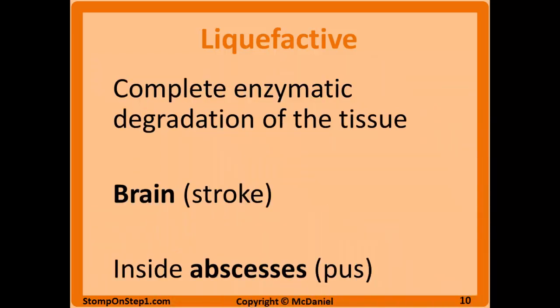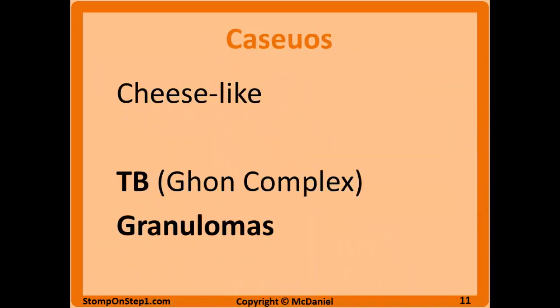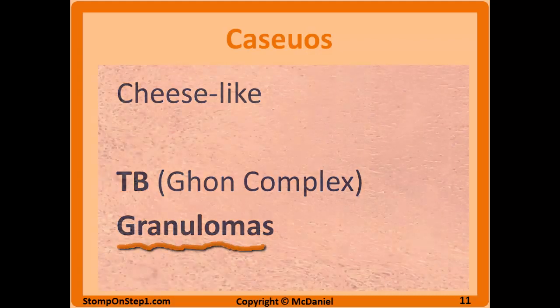Caseous necrosis can be remembered by remembering that caseus is the Latin term for cheese, and this necrosis does result in sort of a cheese-like consistency. And I think of it as being a mix between coagulative and liquefactive. It's not quite liquid, it's not quite solid, it's somewhere in the middle there. And the two most important examples of when this is going to happen are during tuberculosis and in the inside of granulomas.